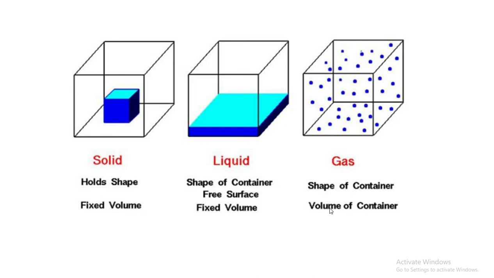For gases, the gas completely fills the volume of the container. It does not have a shape. Not only does it not have a shape, but also it completely fills the volume of the container. Whereas in the case of liquid, it does not completely fill the entire volume of the container. It is taking the shape. Okay, it only takes the shape but does not fill the entire volume. Whereas a gas not only takes the shape of the container, but also completely fills the volume of the container.